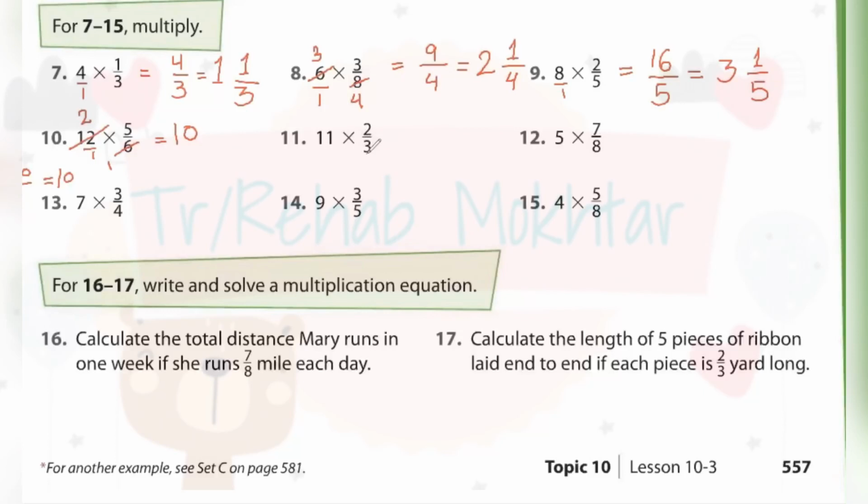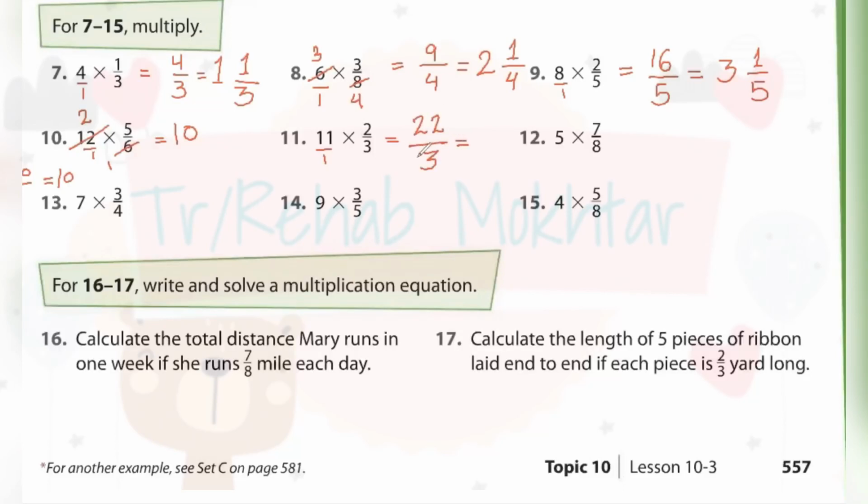11. 2 times 2 out of 3. Is there any common factor between 2 and 3? No, both of them are prime. So I have only one common factor, which is 1. 11 and 3, both of them are prime. So I will multiply numerator by numerator and denominator by denominator. 11 times 2 equals 22. 1 times 3 equals 3.